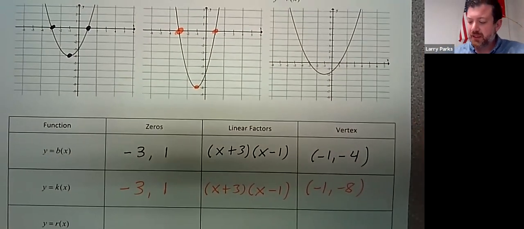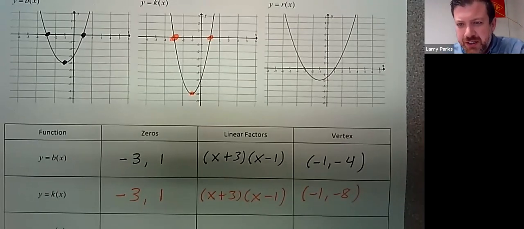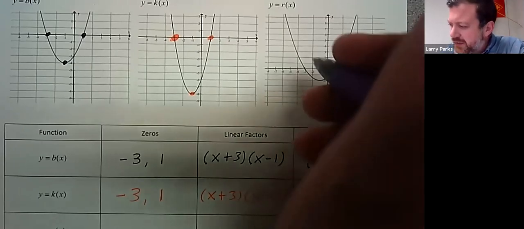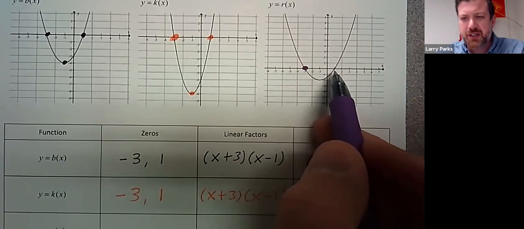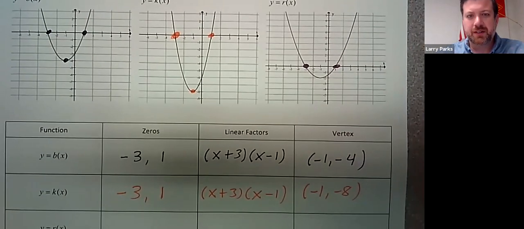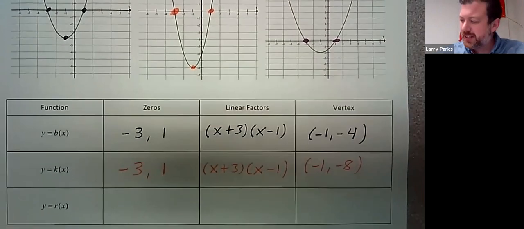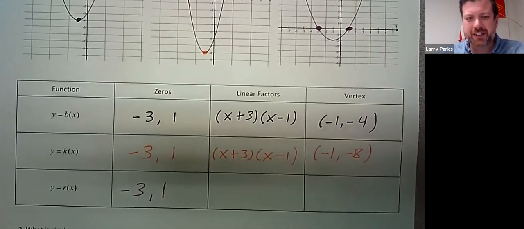Okay. And then finally, we're going to go do the R function, which it looks to be -3 as the solution. And the other solution looks to be 1. Wow. Same solution again. Same linear factors.